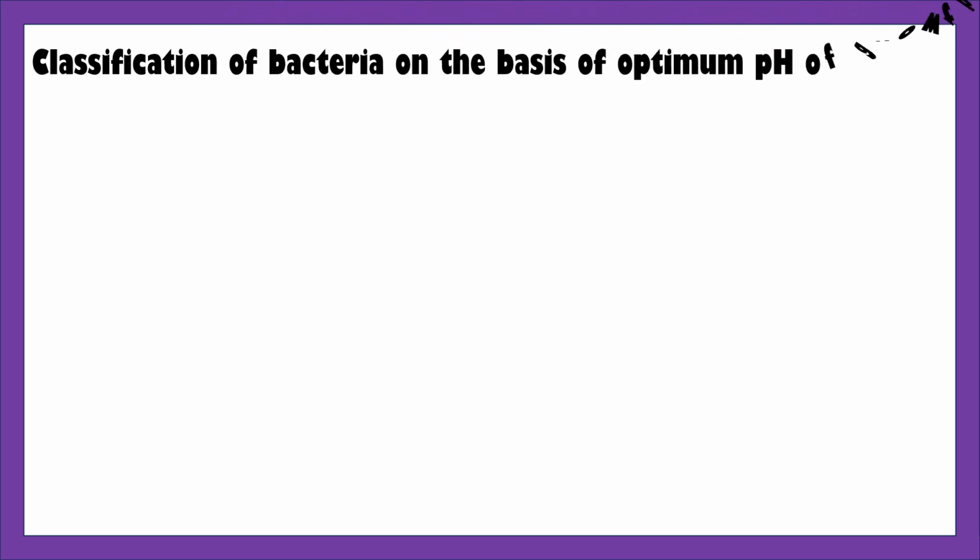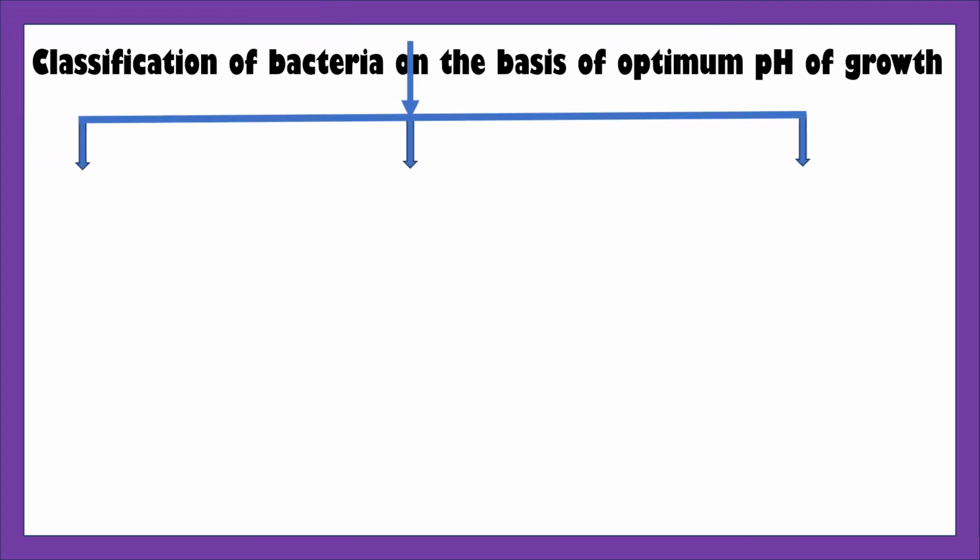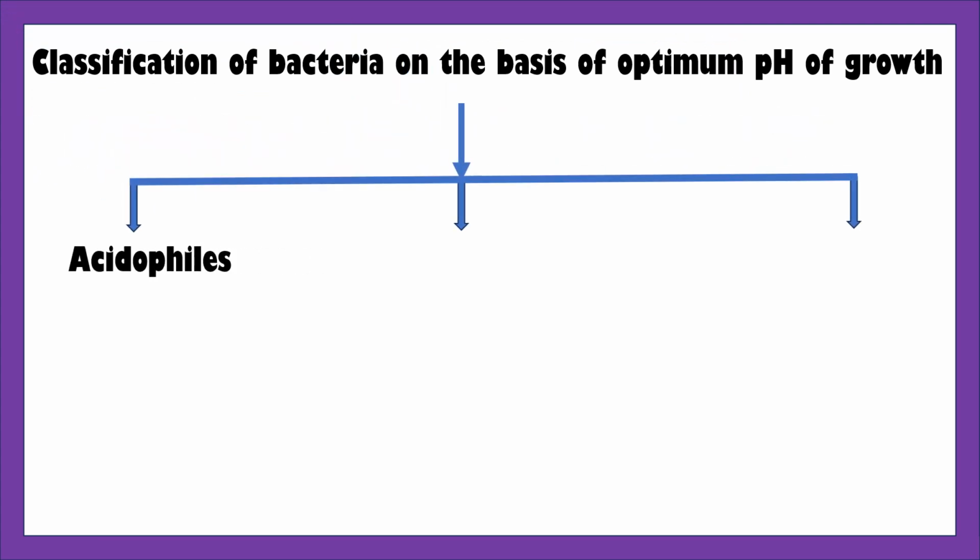Move to the classification of bacteria on the basis of optimum pH of growth. They are divided into three categories. First one is acidophiles, second one is alkalinophiles, and third one is neutrophiles.